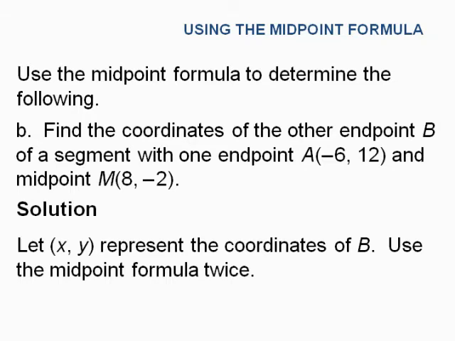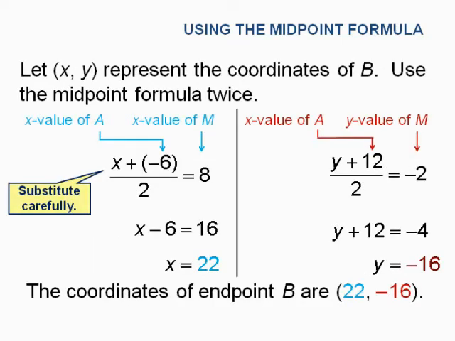Now, it says use the midpoint formula to determine the following. It says find the coordinates of the other endpoint of a segment given an endpoint and the midpoint. So what we're going to do is let x and y represent the coordinates, and we're going to call that other endpoint we're after B. So in this case, we have to use the midpoint formula because they gave us the midpoint. Oh, those dirty dogs. They always try to take something easy and make it hard. I don't know why they do that.